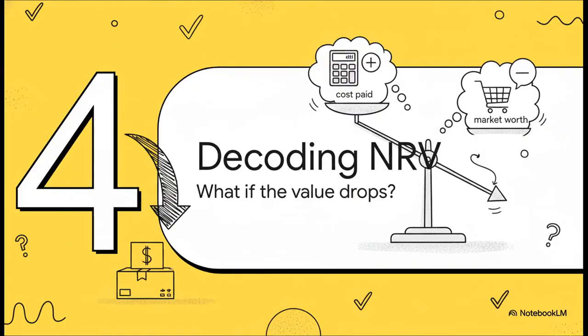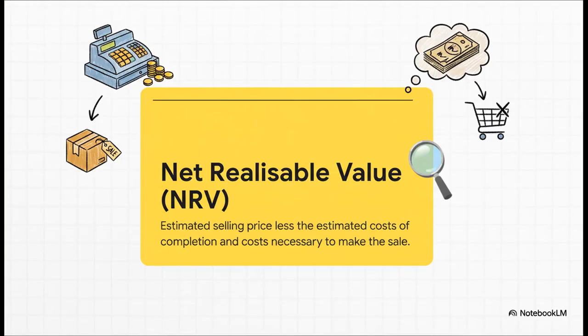What happens when the value of your inventory drops? Maybe it's obsolete, maybe prices have fallen. This is where net realizable value, or NRV, becomes absolutely critical. In simple terms, NRV is just the net cash you expect to walk away with after selling something.